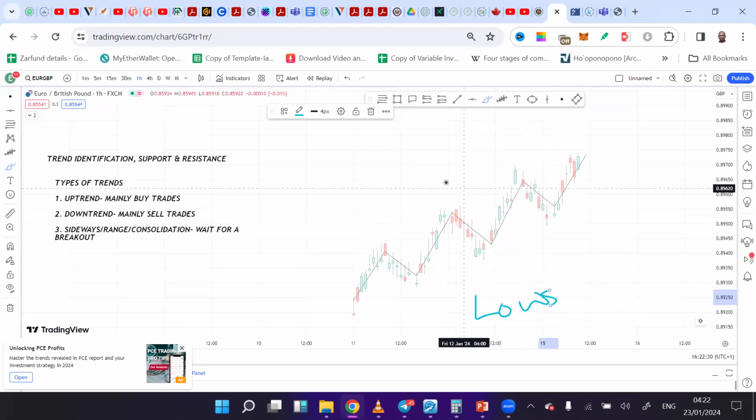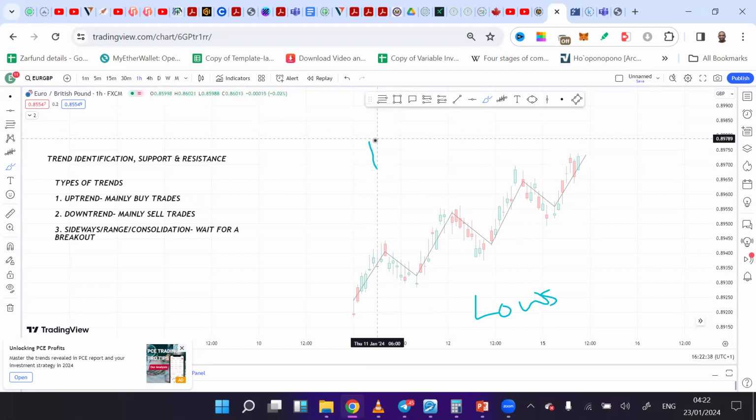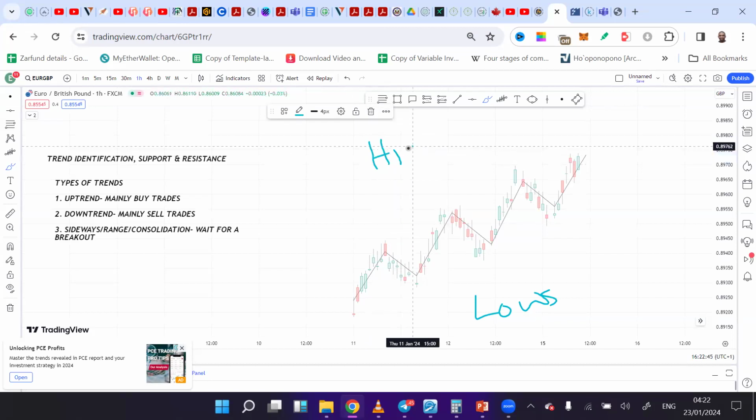The outer part of our chart is what we call the highs. Okay. So the outer part of the chart we call the highs, and the inner part of the chart we call the lows, right?